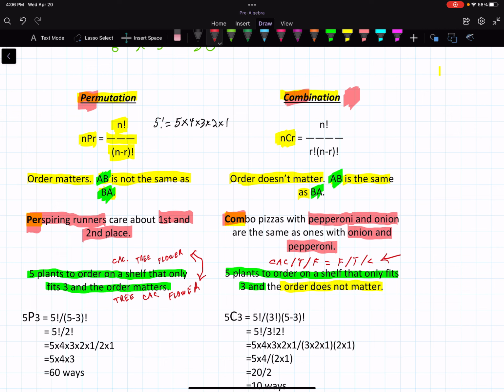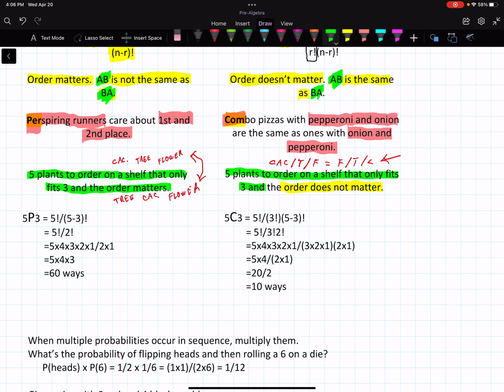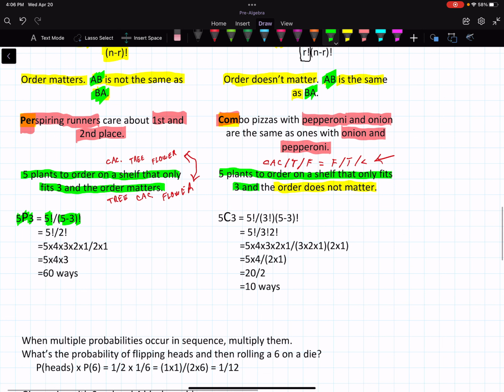Okay, so what's different in our calculation? As you see in our formula, the only difference between the 2 is this r factorial on the bottom of our formula. So, in our permutation of the plants, we have 5P3, which means I have 5 factorial on the top, and then 5 minus 3 factorial on the bottom. That's 5 factorial over 2 factorial. Writing that all out longhand, it's 5 times 4 times 3 times 2 times 1 divided by 2 times 1. I take the 2 times 1 and cancel it on both sides, top and bottom.